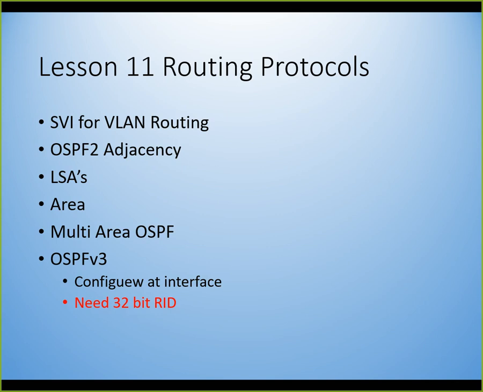OSPFv3 was for IPv6. Let's fix that, configure it without the W. We've got to put an R in there, don't we? That's why we had the W. Configure it at the interface, and it needs a 32-bit RID, a 32-bit router ID. EIGRP for IPv6 is also going to need that 32-bit router ID. So each of them needs the 32-bit router ID.